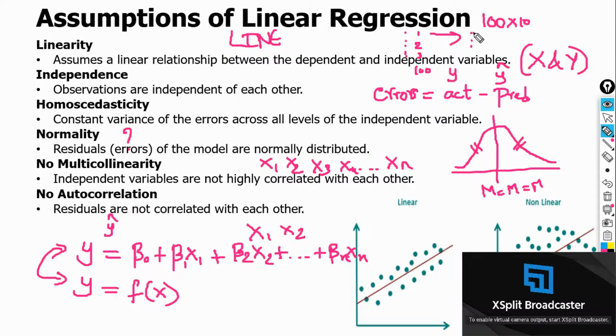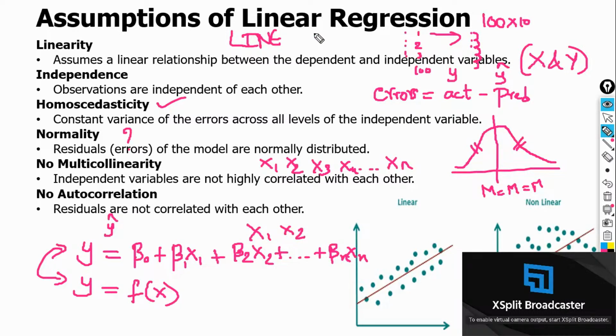There should be constant variance between these errors. The spread should be constant. If it is constant, it is accepted. That is homoscedasticity. If it is not constant, if it is varying, then it is called heteroscedasticity. These are the three important issues that we encounter when we work on a linear regression use case.